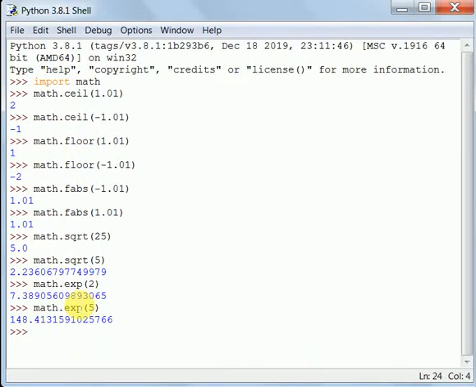One more math function you can learn is pow, meaning power. Suppose pow 5 to the power 2, you will write pow 5 comma 2, meaning 5 to the power 2, so the answer is 25.